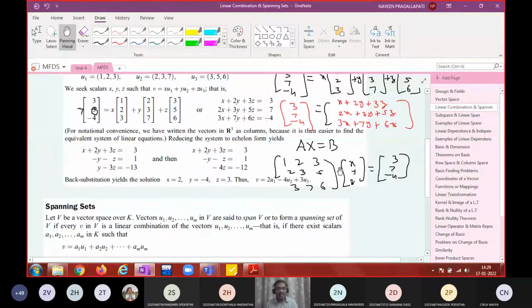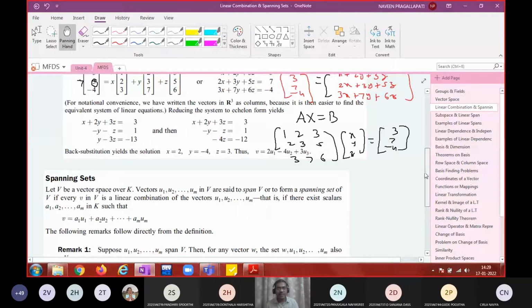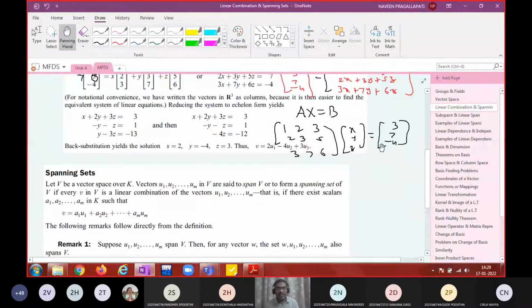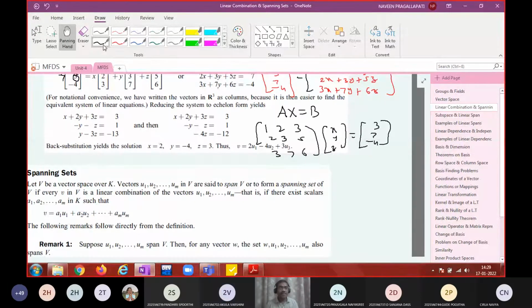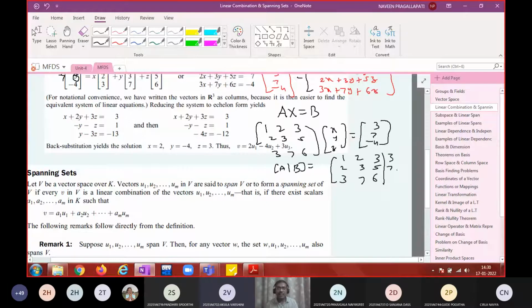Now, you know how to test for consistency, and if consistent, how to solve the system. Am I right or not? How do you test for consistency? How do you know whether this system is going to have a solution or not? Check the rank. Rank of what? Rank of A and rank of the augmented matrix, right? What is the augmented matrix? 1, 2, 3, 2, 3, 5, 3, 7, 6, augmented with 3, 7, minus 4.